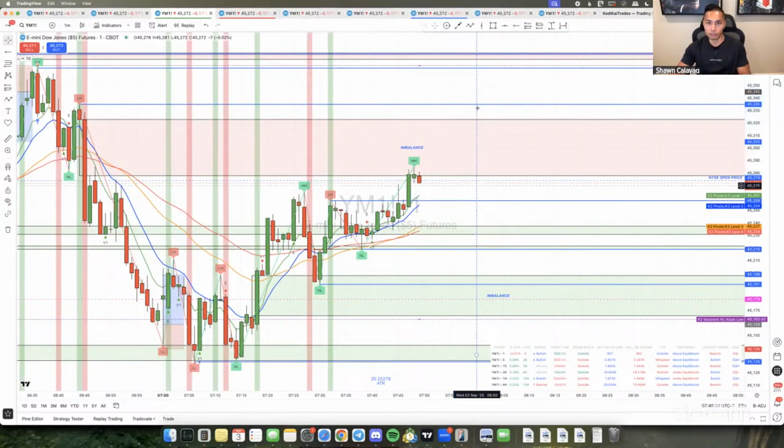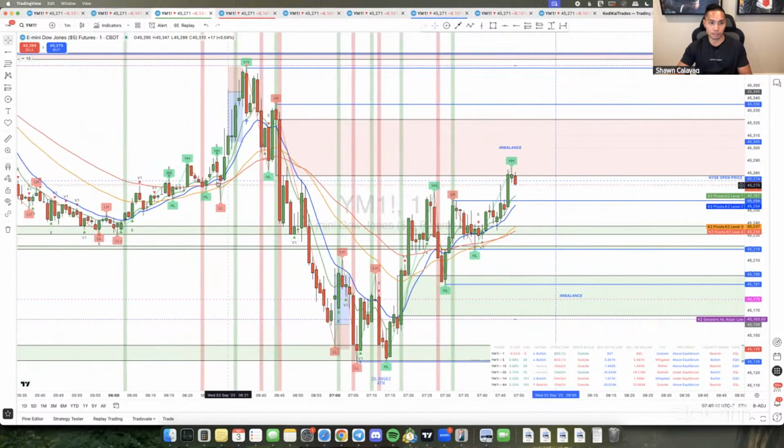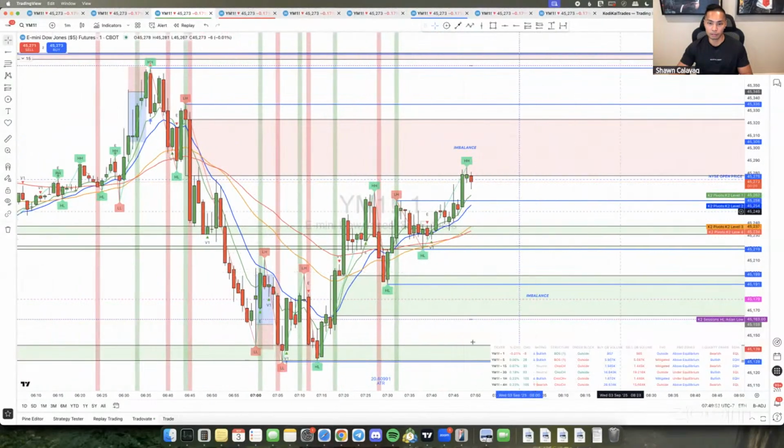We're currently back to open. So this is the opening price right here, where price is currently sitting right now. This is where market opened up at 6:30. Now nothing's happened so far. So yeah, this is the opening price.